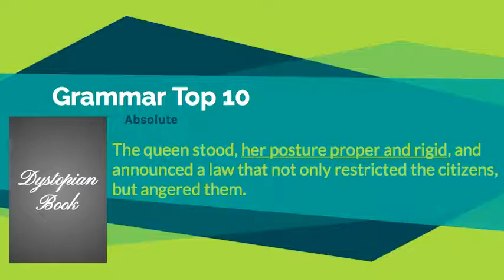This is an example of an absolute. The Queen stood, her posture proper and rigid, and announced a law that not only restricted the citizens but angered them. An absolute starts with the pronoun, her. This pronoun refers back to the noun, the Queen. Following the pronoun can be descriptive details about the verb. So, her posture proper and rigid describes how the Queen stood. The absolute can be taken completely out of the sentence, and the sentence still makes sense. The Queen stood and announced a law that not only restricted the citizens but angered them. As you can see, the sentence still makes sense, and this is an absolute sentence.